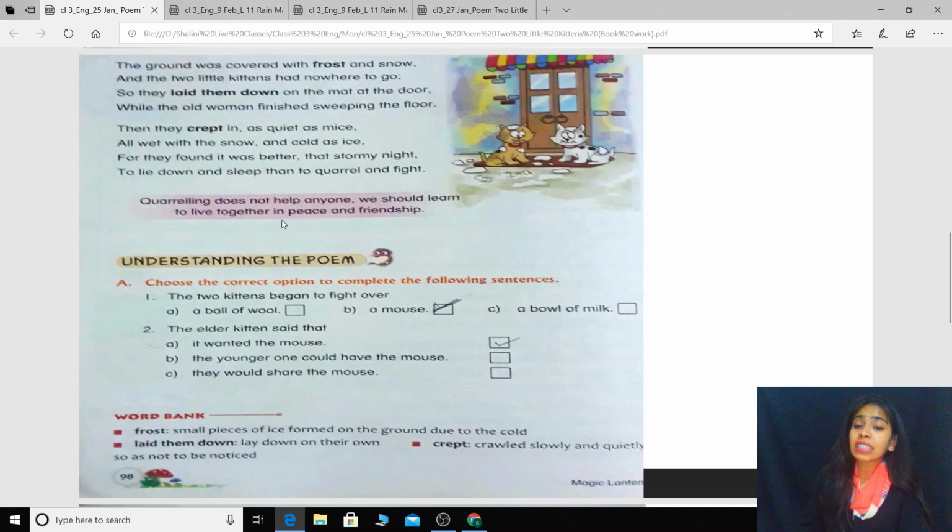So quarreling doesn't help anyone. We should learn to live together, to live in peace, and to have a good friendship with each other, right?